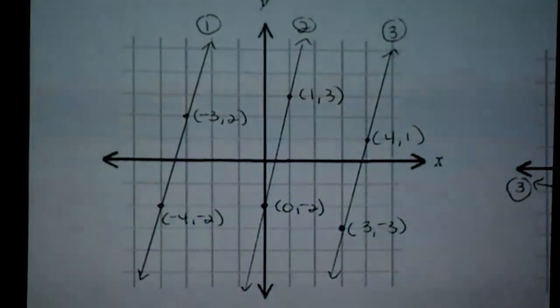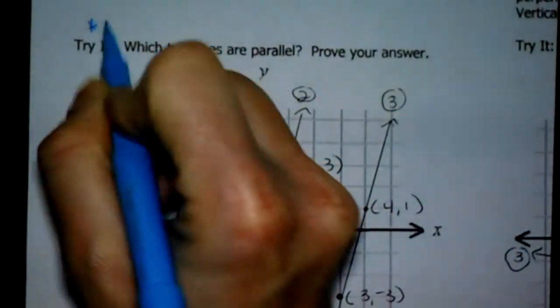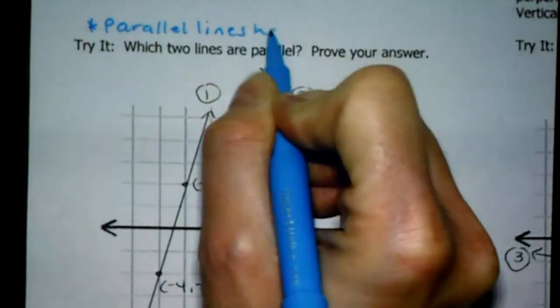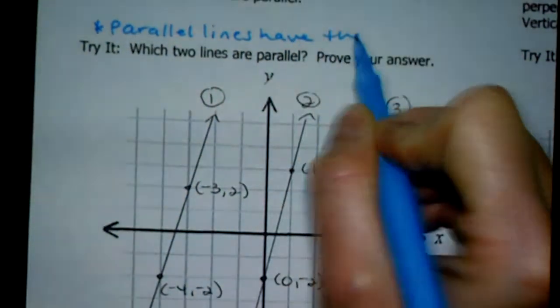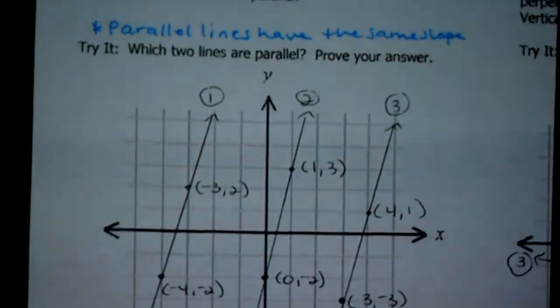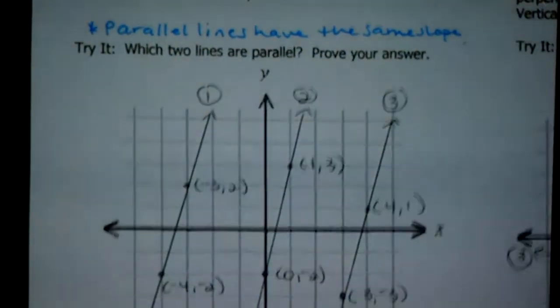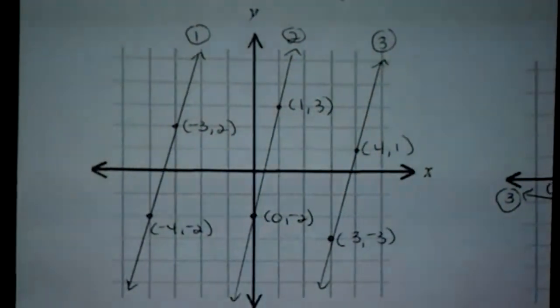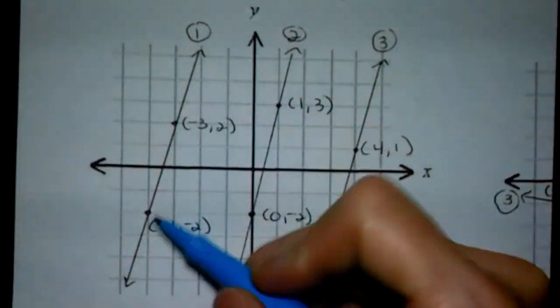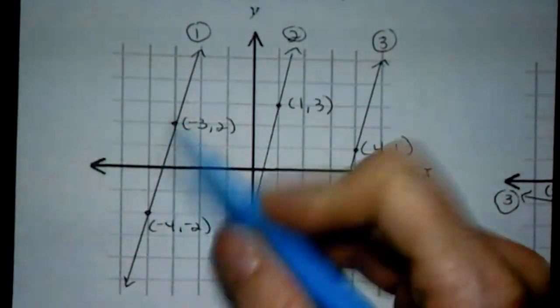So parallel lines have the same slope, right? So let's write that down. Parallel lines have the same slope. Alright, so we already learned how to calculate the slope from a graph, right? By using rise over run. So all we really need to do to figure out which two lines are parallel is find the slope of each line. So let's start with this first one, and you can either go from here to here or from here to here, it doesn't matter.